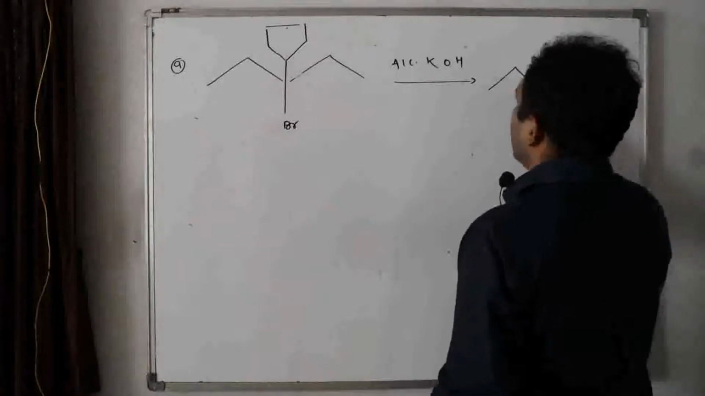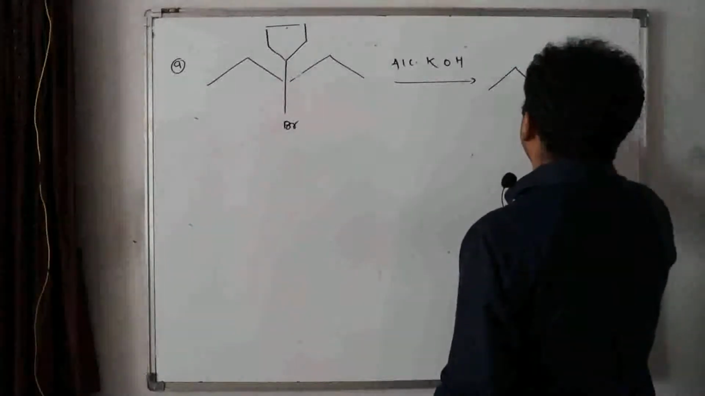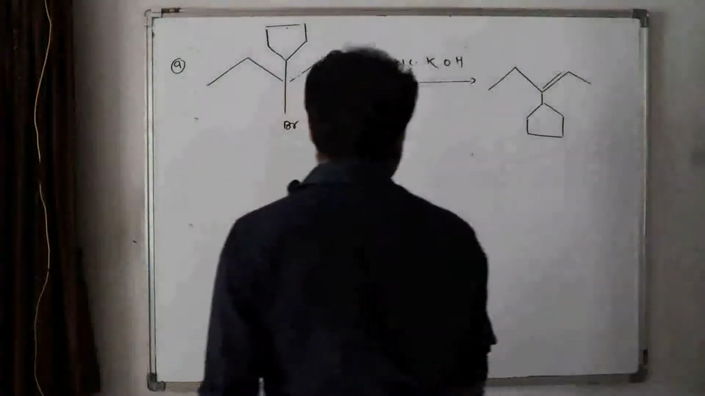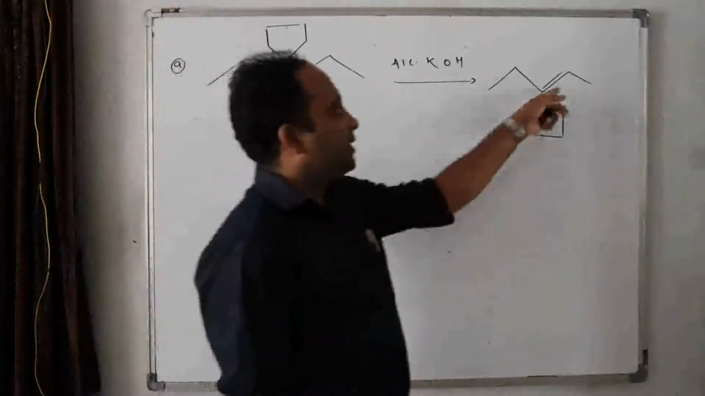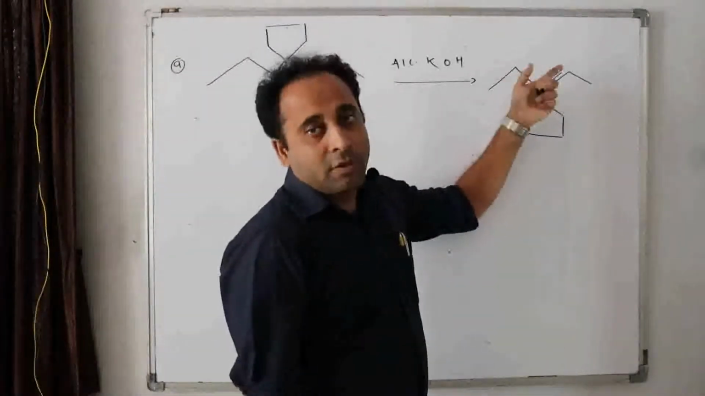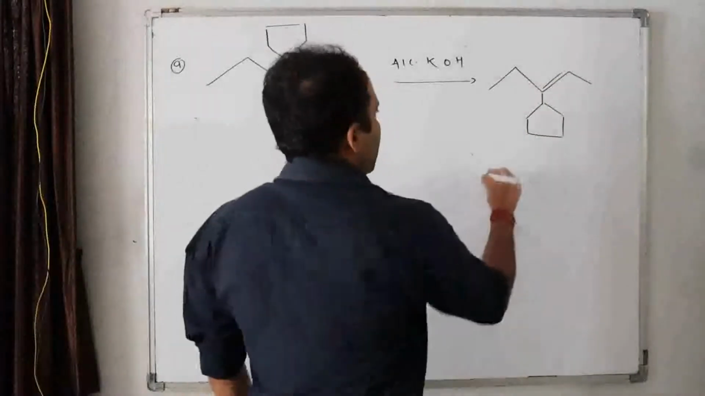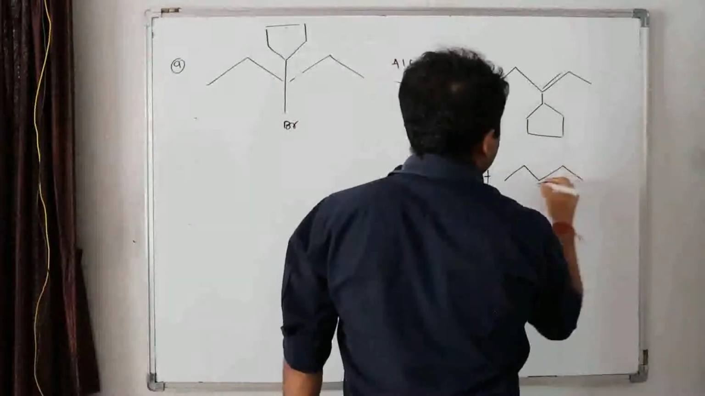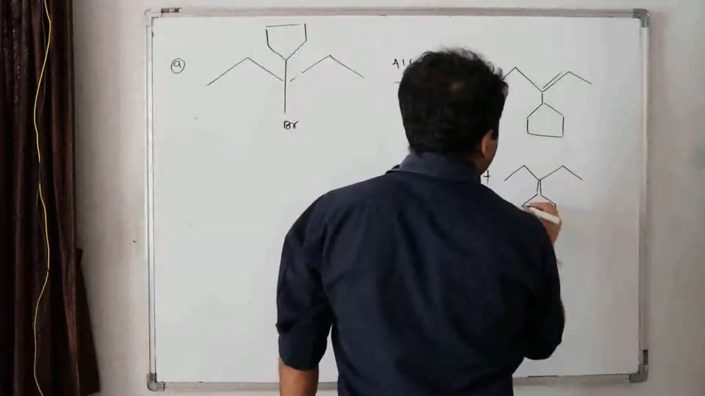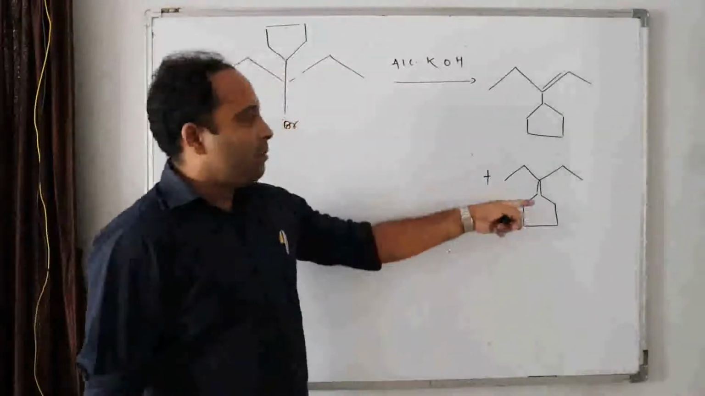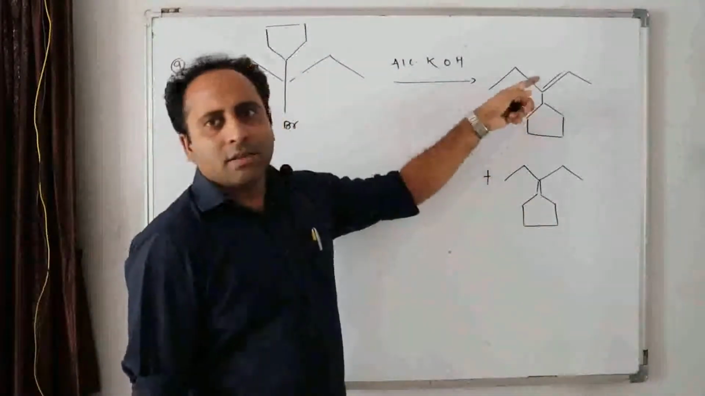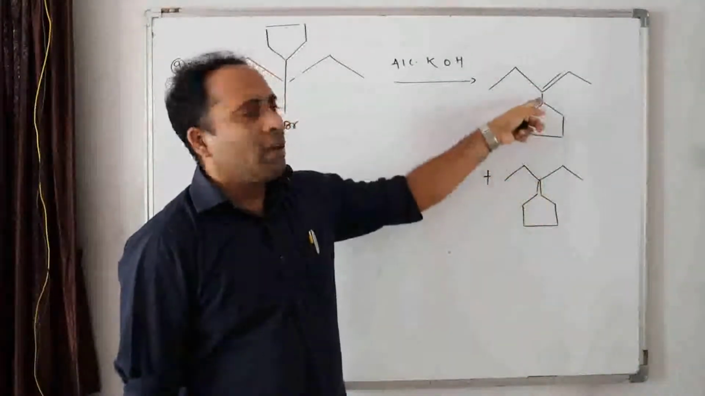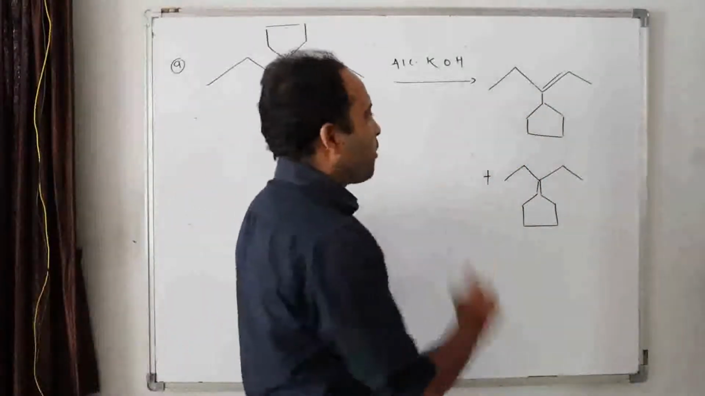Is it something like this? From this bromine is removed, can I draw like this? Easy? Clear? Can I have a cis and trans from this? Obviously I can have. What's the problem? Can this position have a hydrogen here? Obviously this will be a bit difficult, isn't it? There is no chance of ring expansion or anything, because there is no carbocation formation.